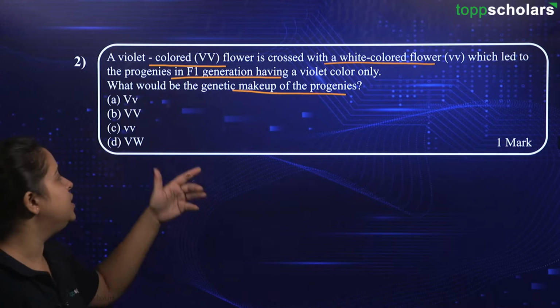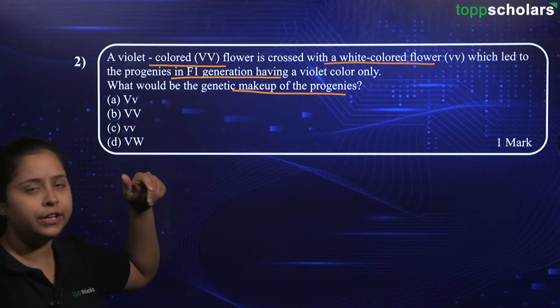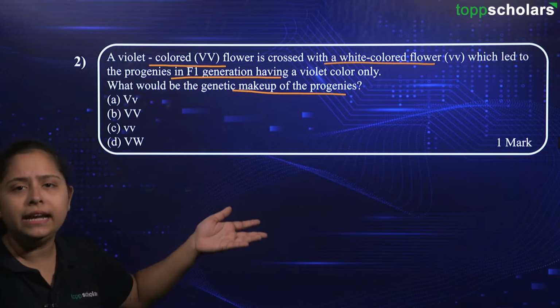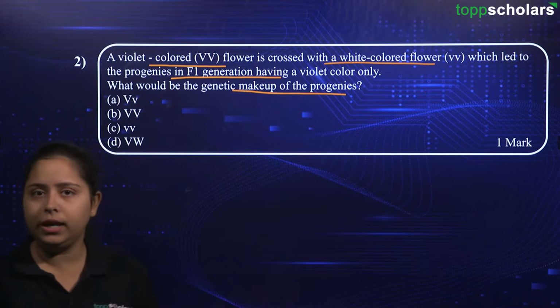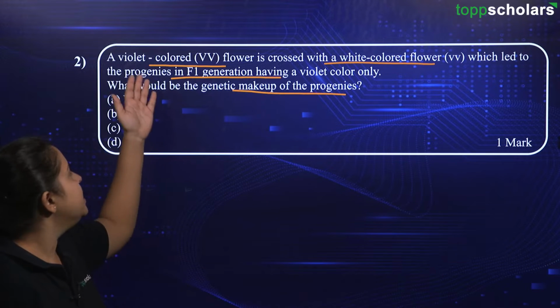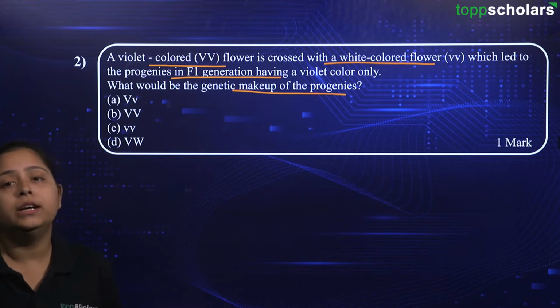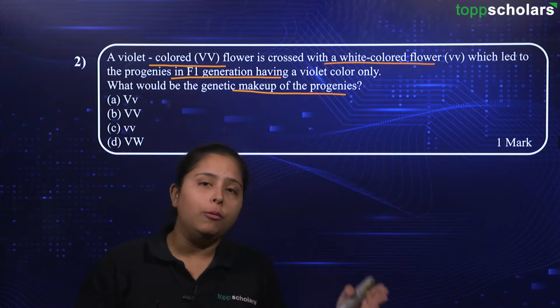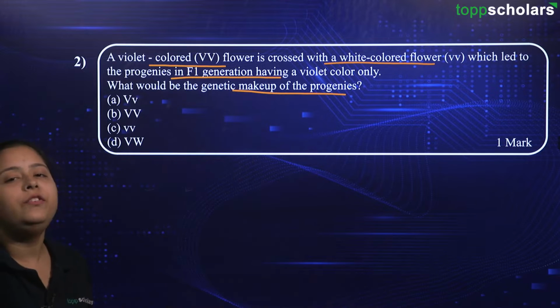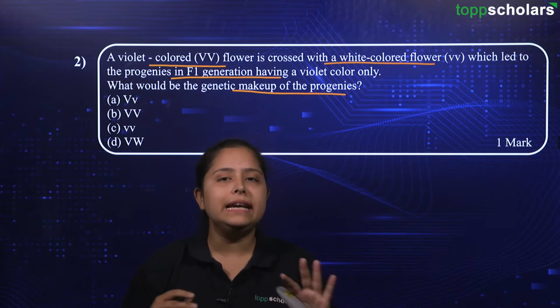Now in your examination, they may change the case that is provided to you. They may give a round seed plant and then it is crossed with a wrinkled seed plant. In such a way, they may change the color as well. But over here, the concept behind this question is that we are talking about dominant and recessive traits. So friends, this question is coming from Mendel's inheritance.